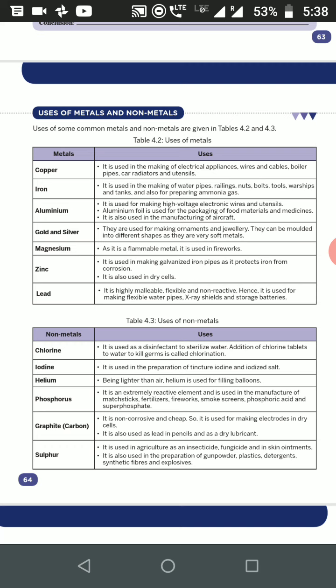Aluminium foil is used for packing of the food material and medicines. Gold and silver are used for making ornaments. They can be changed into any shape. Magnesium is a flammable metal. It is used in fireworks, that is in the crackers. Zinc is used to make the galvanized iron pipes. It protects iron from corrosion.